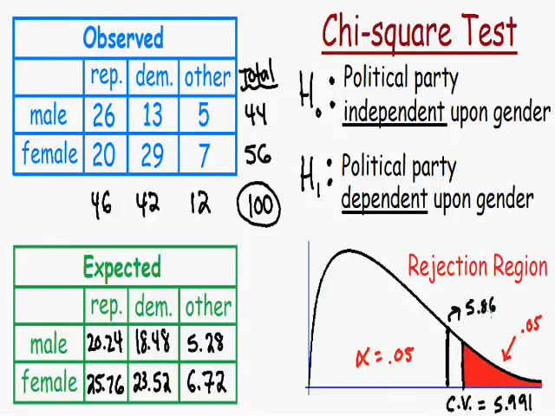So this is our test statistic of 5.86. And notice how this value of 5.86 does not fall in the rejection region. It's not in our tail in red, which means we cannot reject the null hypothesis. We fail to reject the null hypothesis. Or in other words, we have to accept the null hypothesis. We have to accept that the political party is independent of gender. Your gender does not have any influence on your political preference.